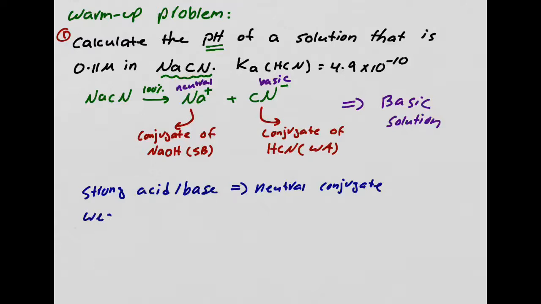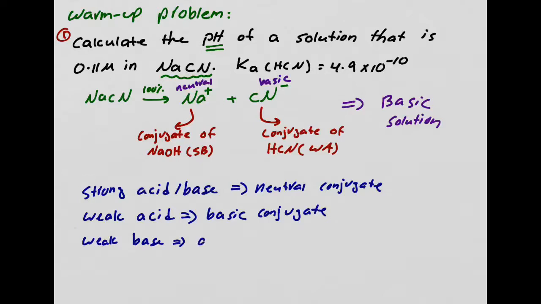Now, if you have a weak acid, what's going to happen to the conjugate? Then you have a basic conjugate, because your conjugate is going to end up having an extra electron. Now, if you have a weak base, the conjugate of the weak base is going to be an acidic conjugate, because now it has a hydrogen and is electron deficient. So far so good? Okay, so don't forget this. Make sure you guys are getting this down.